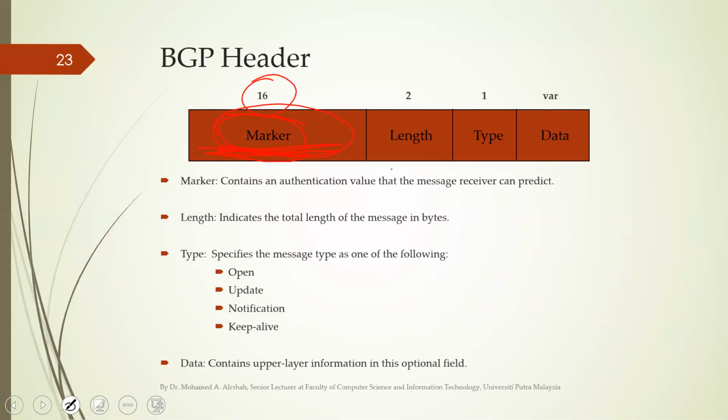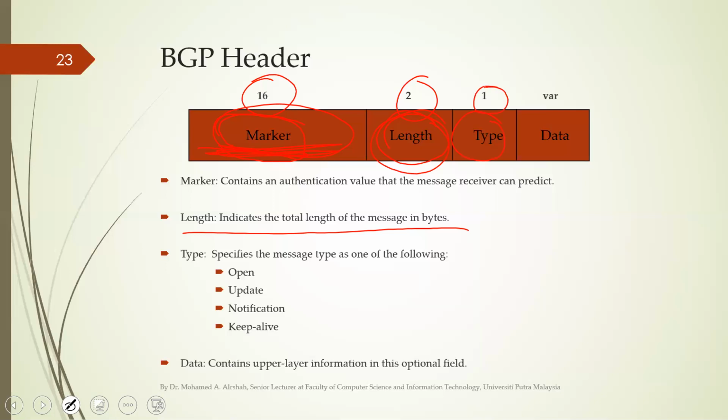Then we have the length, which is 2 bytes. Length indicates the total length of the message in bytes. So for example, if the length is 10, that means 10 bytes. If 100, that means 100 bytes. The third field is the type, which is 1 byte.